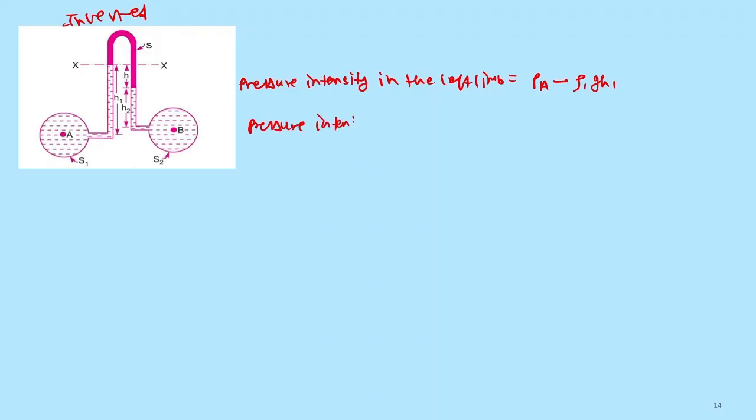and the pressure intensity in the right limb is equal to PV minus rho 2 G H2 minus rho s G H. We are taking rho 2 as this one, rho s for H, and this is rho 1.